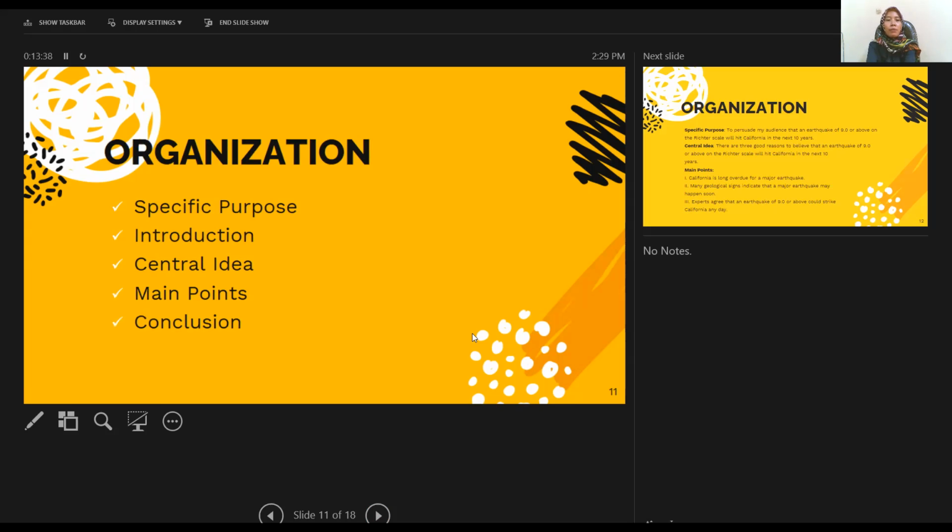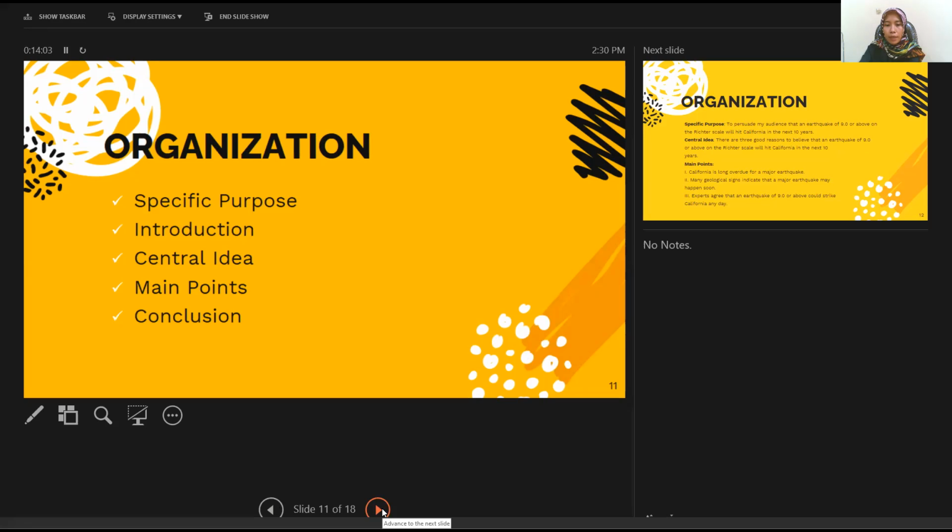And after that, you got to make an introduction and then followed by the central idea, main points. Main points ini adalah pengembangan dari central idea. Kemudian conclusion. Ini ya just like writing. Speech is just like writing, tapi itu diucapkan. Kalau writing ditulis. Organization style-nya juga sama aja. Ya. Dengan persuasive text sama persis.